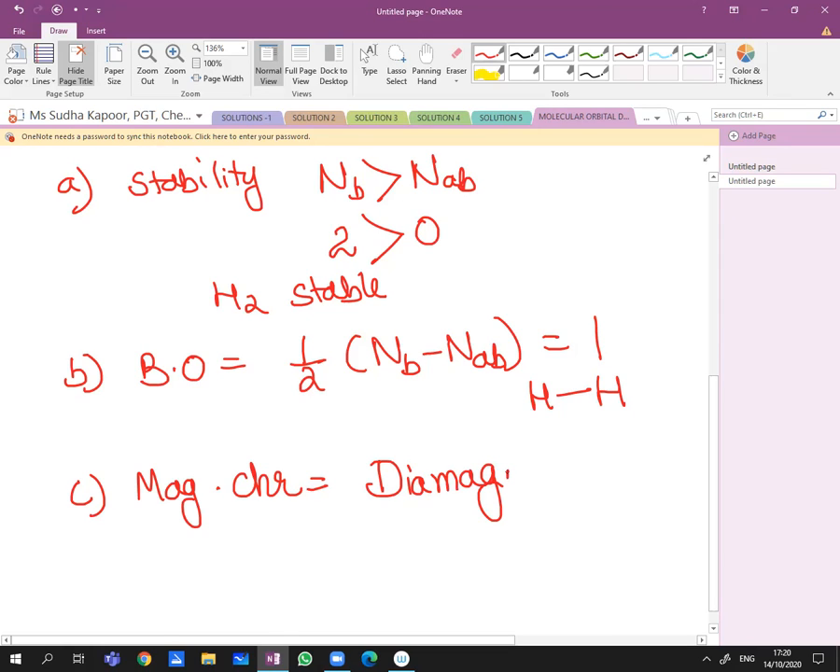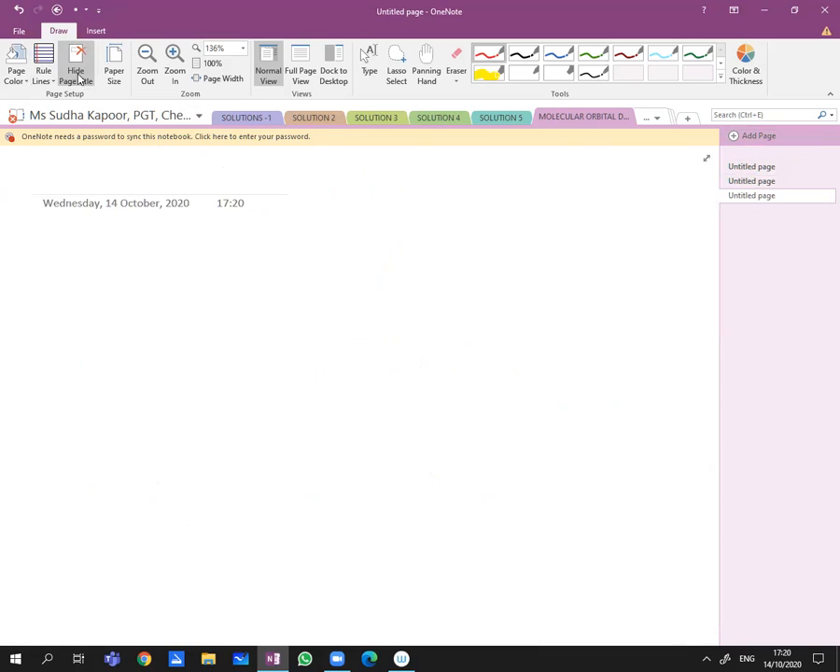So the 3 main things that we are required to draw and explain with the diagram are configuration, its stability, the magnetic character, bond order. These are very few very important things that are expected with each of these diagrams. Now let us come to another molecule, that is the He2. We can also draw for ions also, but first for the He2 molecule.